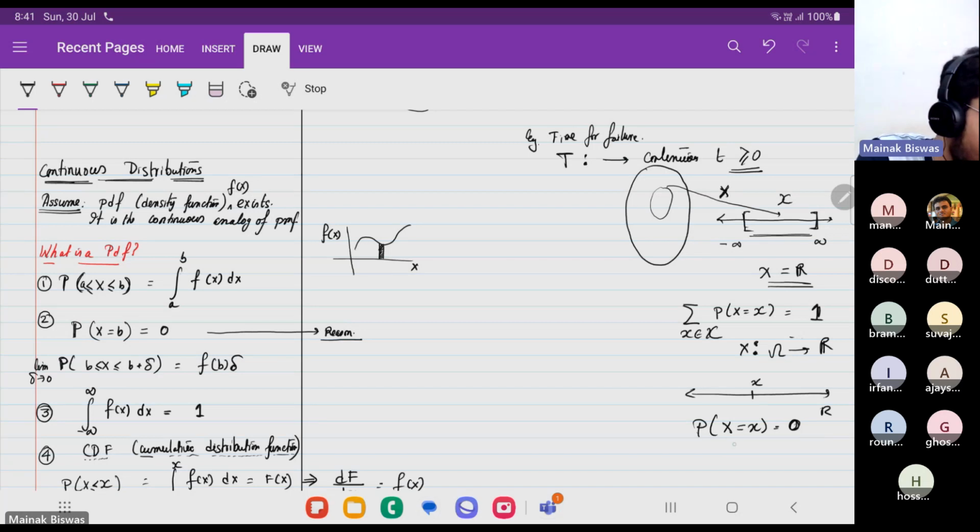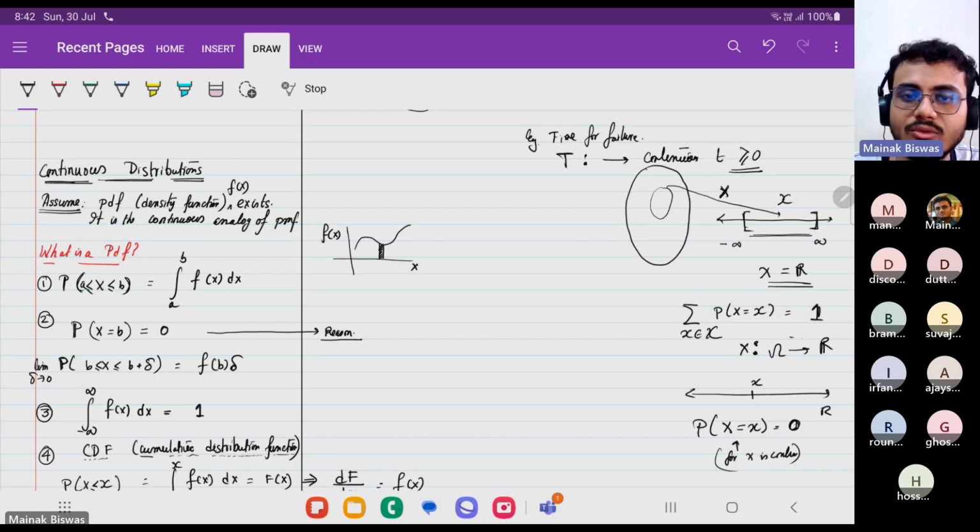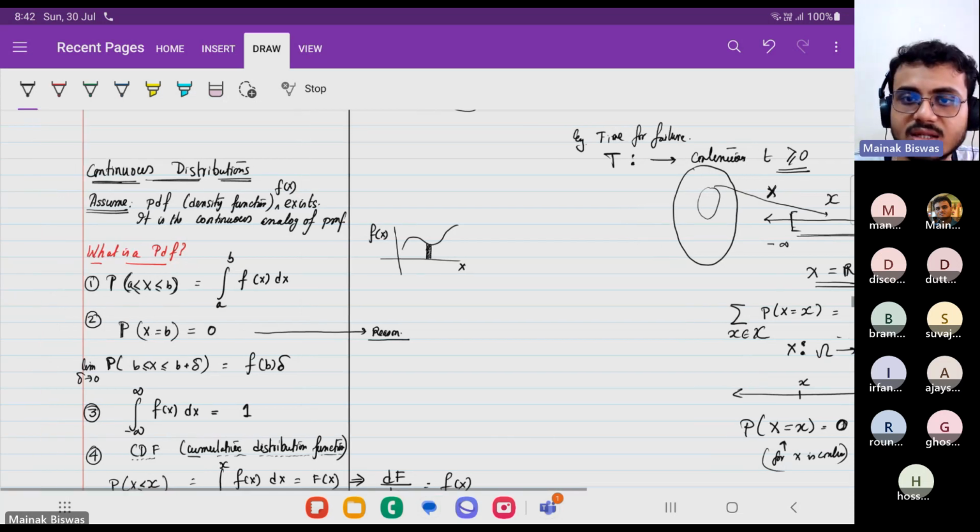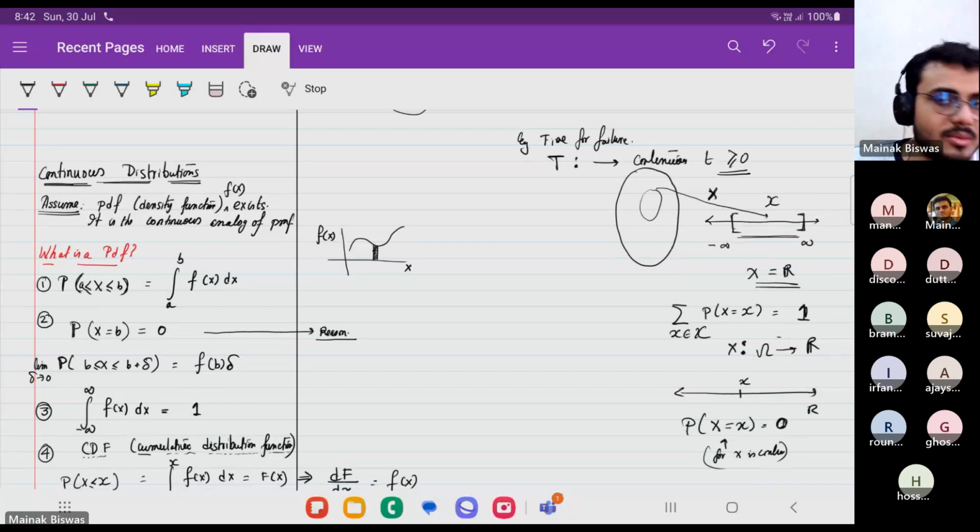So for continuous variables, I'll give you an intuition. So for example, if your random variable takes values between 0 and infinity, what is the probability that you will be exactly getting a failure at 2.11123456 seconds? It's not possible, right? It's a single number and your range set is an infinite set. So you will not get any probability at a particular number.